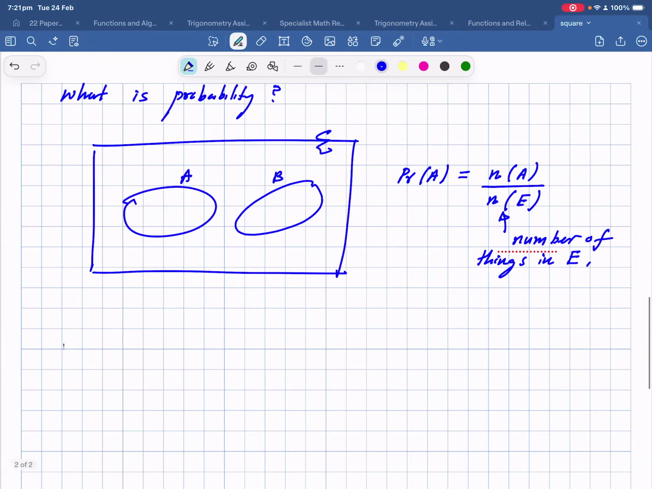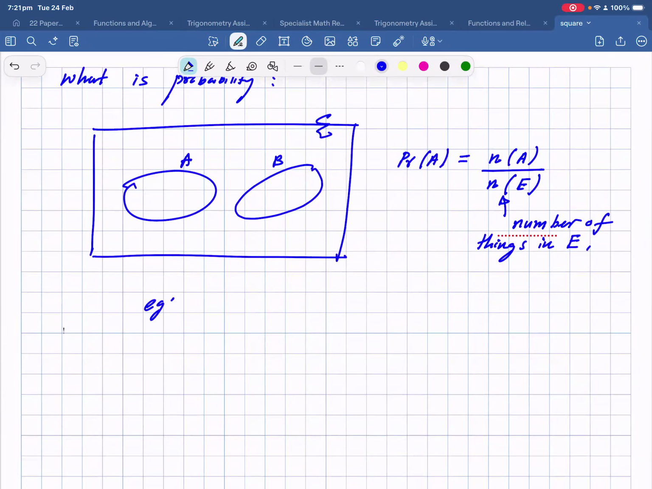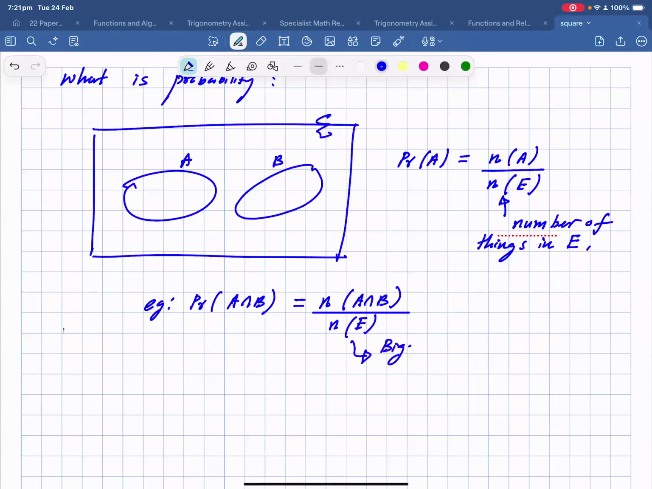So now an example: probability of A intersection B. What does this mean? This means the number of things in A intersection B. Now visualize that middle island, divided by, always it is relative to the universal set, the number of things in the universal set. So this is the biggest set, right? You understand? That's the biggest set. So that ratio is the probability.